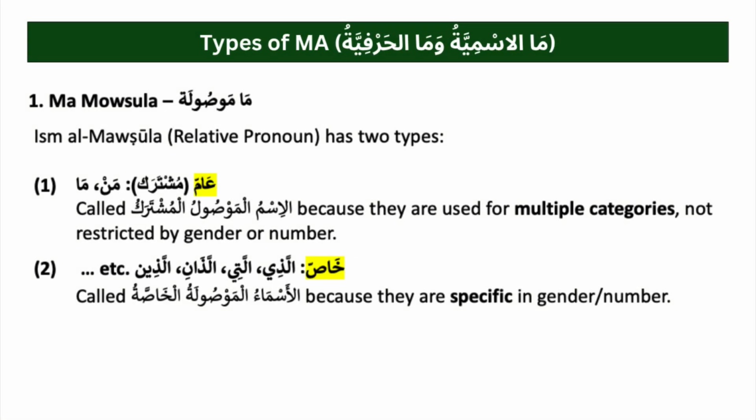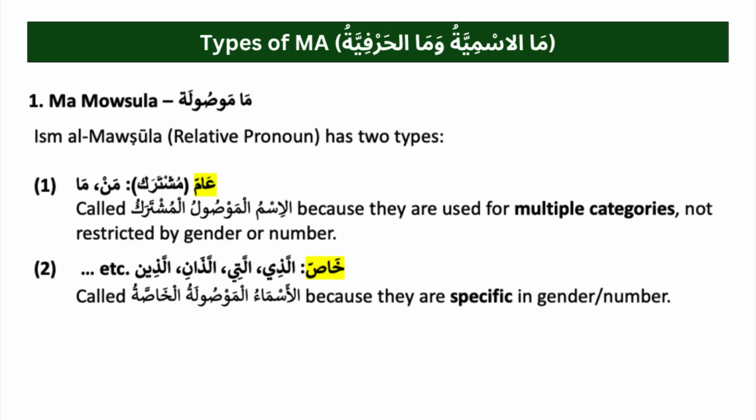Now the slide begins with the first type, ma mausula. This is relative ma, the kind that can mean what, that which, or whatever, depending on context. The slide says that ismul mausula, the relative pronoun, has two types. The first is called am, or mushtarak, meaning a general shared form, and the examples given are man and ma. They are not restricted by gender or number. In other words, they are broad relative pronouns.